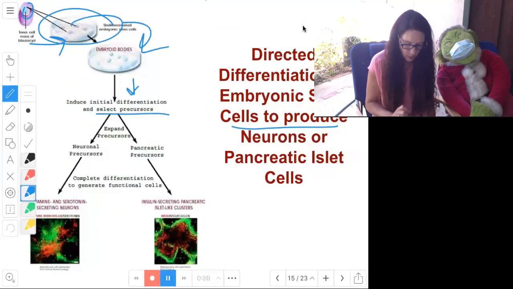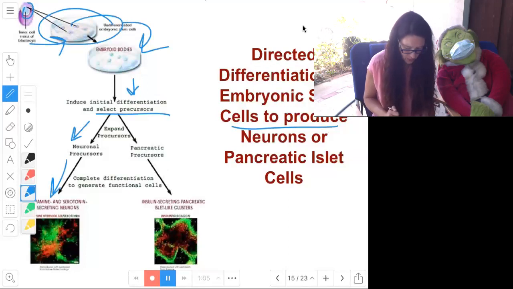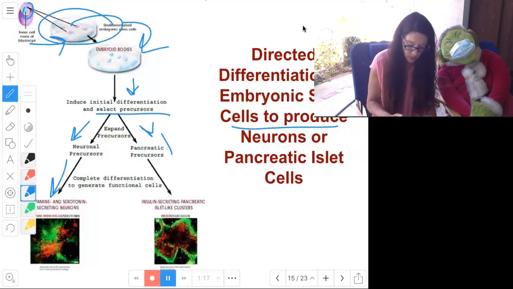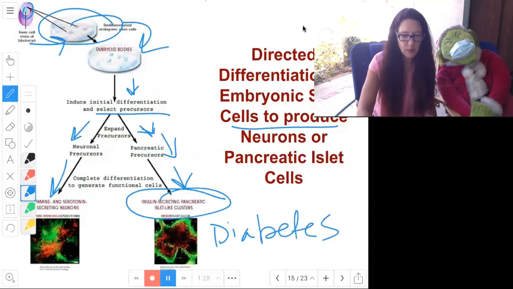And then we just add precursor molecules, so hormones, growth factors, substances, chemicals that turn on specific genes and turn off other genes, so that if we want to get a neuron, we add the stuff that creates a neuron, the same stuff that creates neurons during embryonic development, like we talked about. If we want to make some pancreas, we would add those growth factors until we get pancreas cells, insulin secreting, that would help people with diabetes, right there. So we would help people with diabetes.